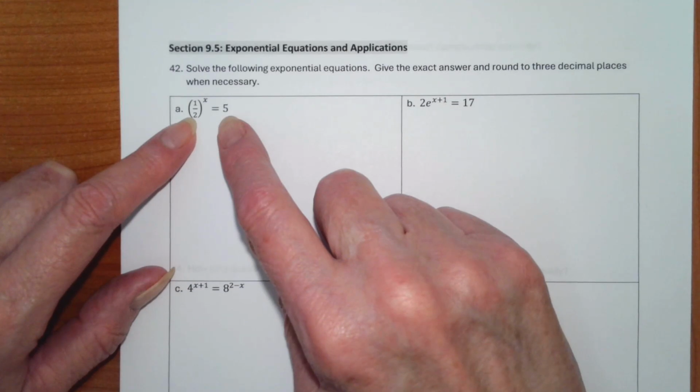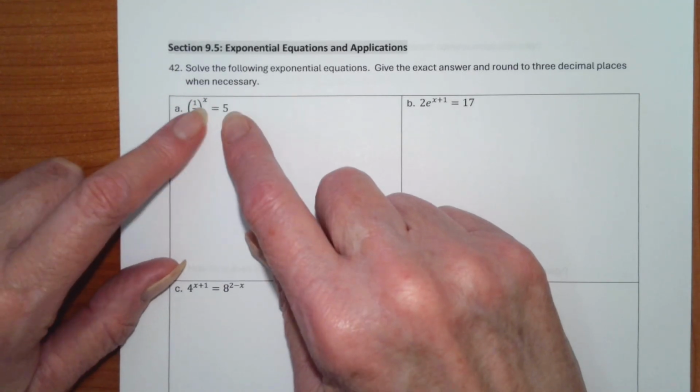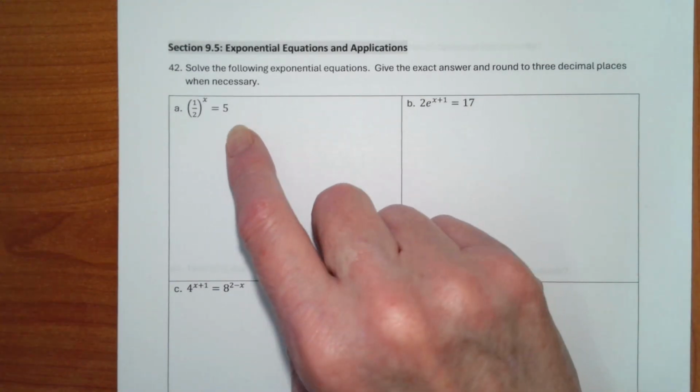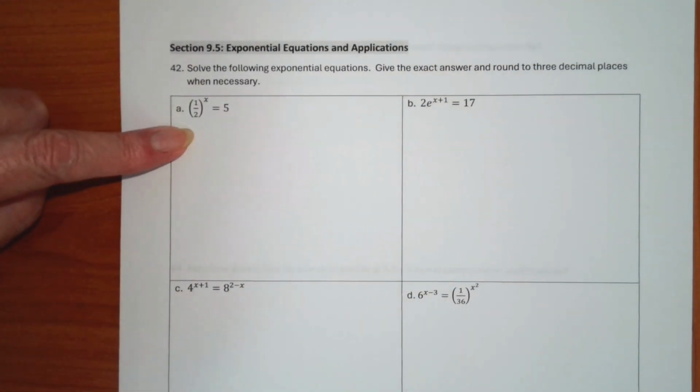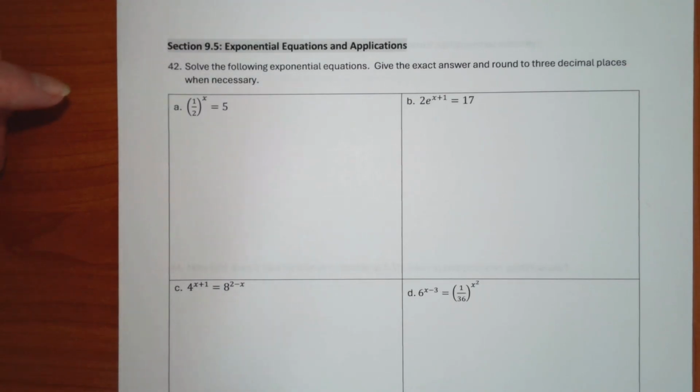Can I put both sides of the equation as powers of the same base? Or if not, how do I get that out of the exponent? Well, I'm going to have to take the log of both sides. All right, so you might want to go back and review the rules for that. So if I have 1/2 to the x equals 5, I can't write 5 and 1/2 as a power of the same number. So I'm going to go straight to taking the log of both sides.